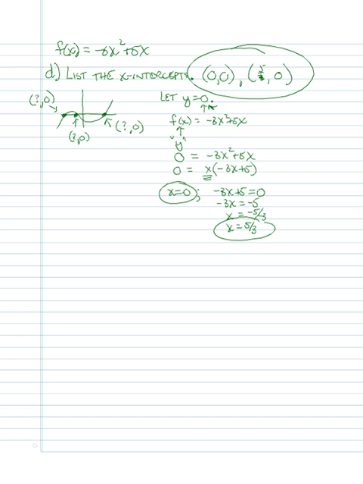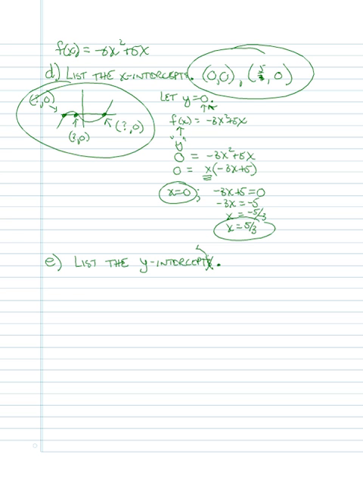Okay. List the y-intercepts. Now let me remind you, this graph up above, that wasn't the graph of our function. That was just an illustration about what we know about x-intercepts. Now remember, we have a function here. And so we can't have more than one y-intercept. So it's silly to say list the y-intercepts. There will only be one.